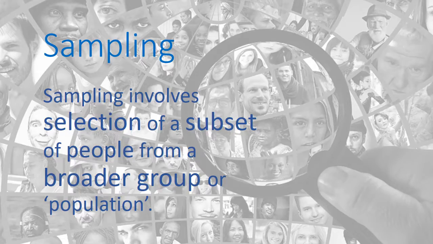Samples are made up of members of a particular group of people that is of interest to a researcher. The broader group from which the sample is selected is also known as a population. Researchers need to decide which population they would like to draw people from to question. This should be a population that can provide them with relevant data or information for their research question.